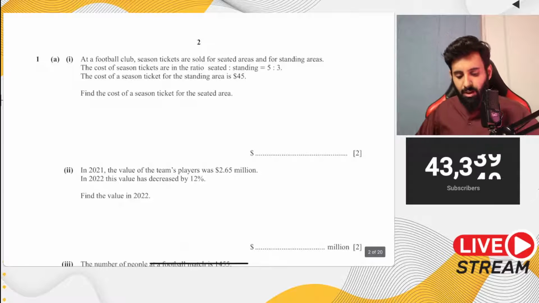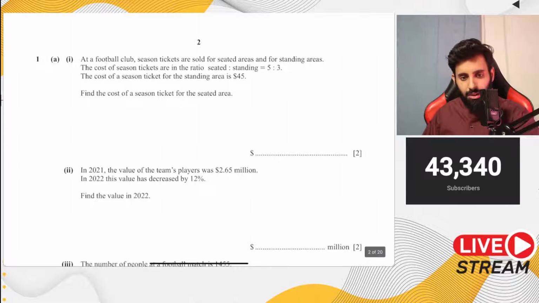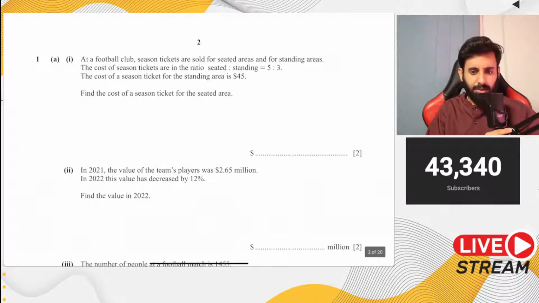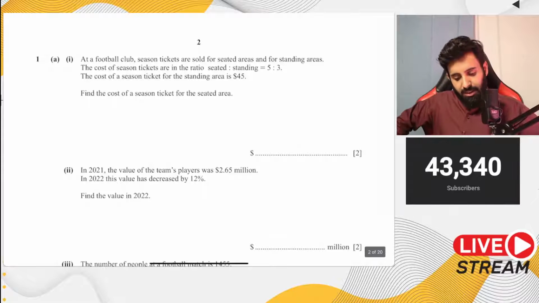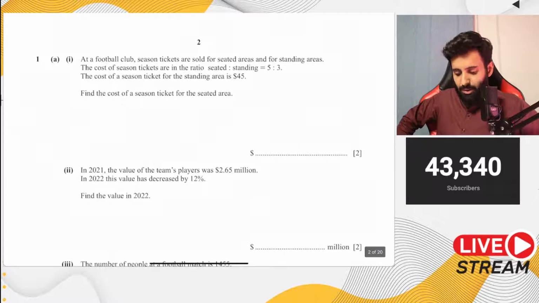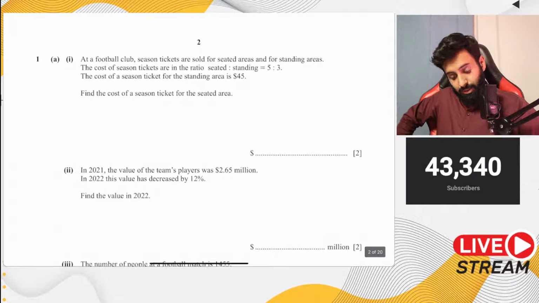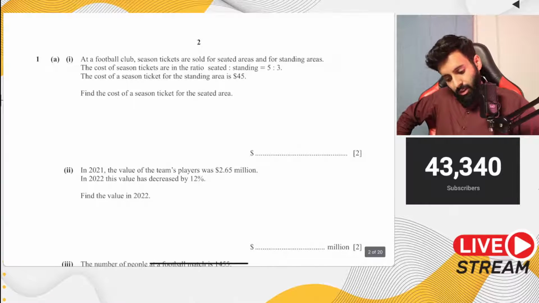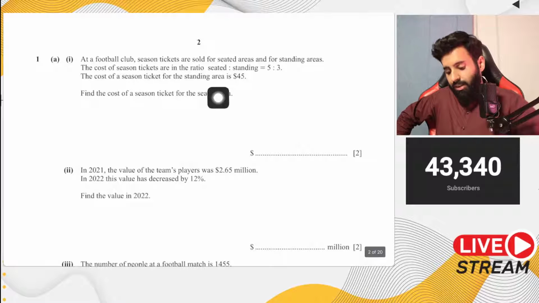Okay, all right, now. So अब start करते हैं, ठीक है? So here is the first question. It's usually everyday math that you'll find the first question to be. Okay. So it says at a football club, season tickets are sold for seated areas and for standing areas. Okay. The cost of season tickets are in the ratio seated is to standing. So seated is 5 parts and standing is 3 parts. The cost of a season ticket for the standing is 45.